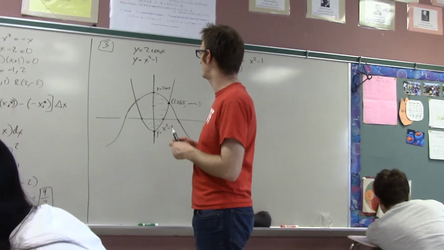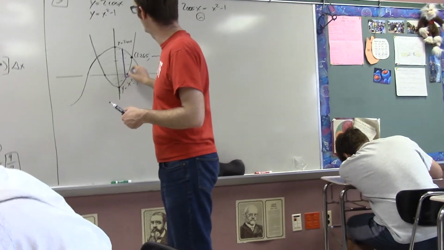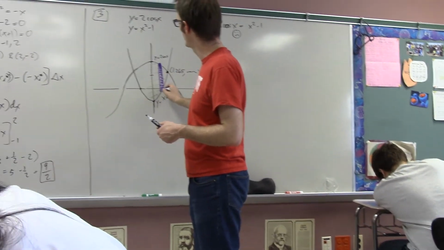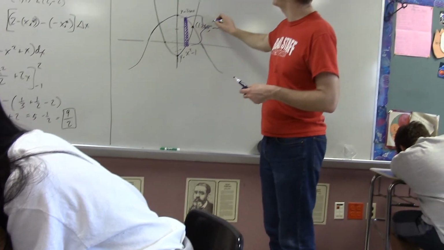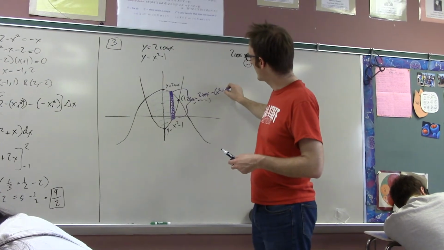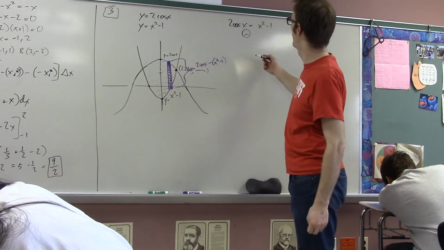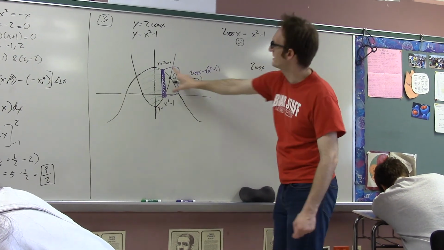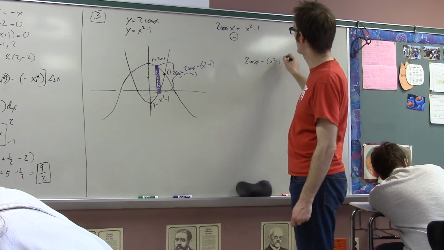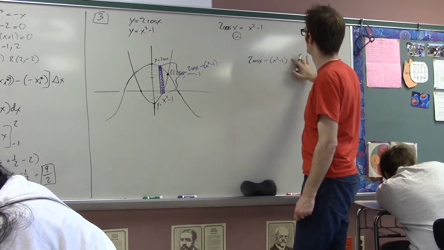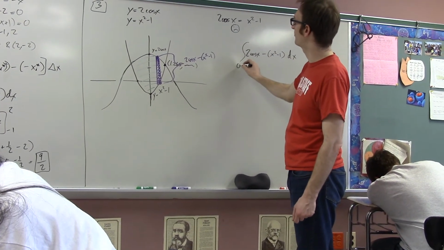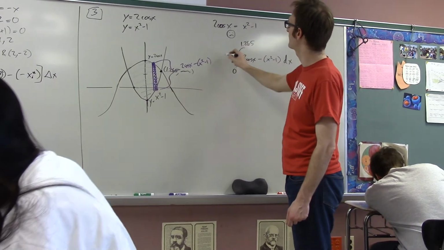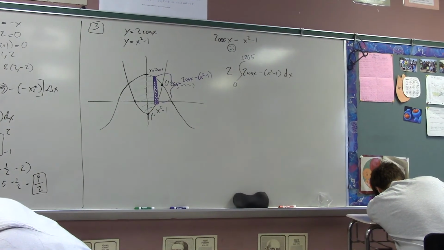What am I going to do? I want to find the area of this green region. So I am going to draw my representative rectangle. What's the height of this representative rectangle? Well, it's 2 cosine x minus x squared minus 1. So I want to take the rectangle whose height is 2 cosine x minus x squared minus 1, give it a little thickness, which is dx, and add up all those rectangles from 0 to 1.265 and then multiply by 2, because I doubled it. Everyone with me?